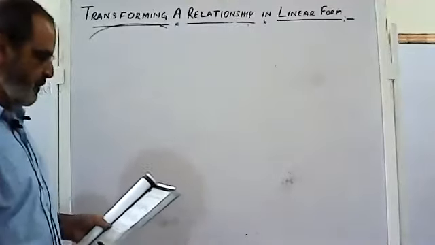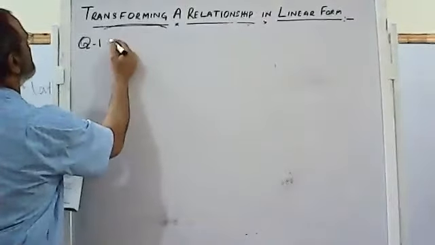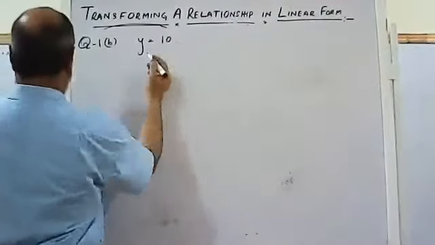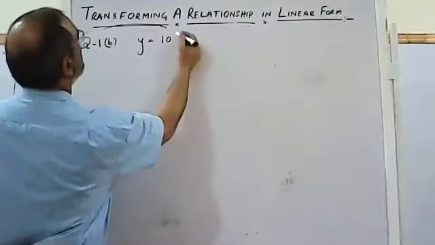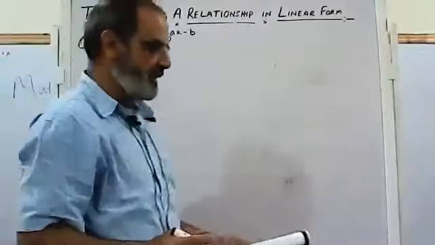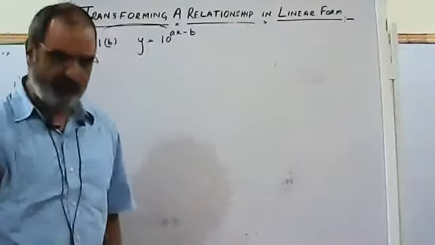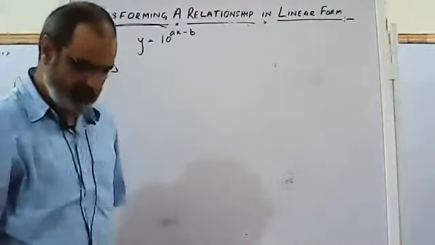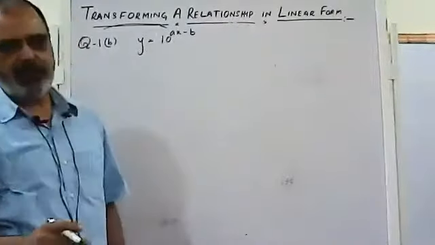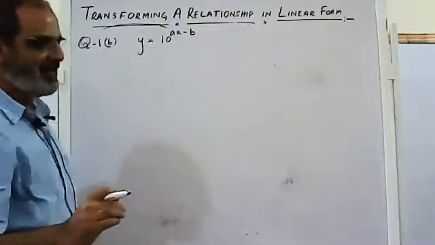Okay, I'm going to solve part b. Question 1, part b. y is equal to 10 to the power ax minus b. I have to convert into the form y is equal to mx plus c, and then I have to mention the values of x, y, m, and c. In this question, the base of the exponential part is 10. So I will use log, common log, instead of ln of e.